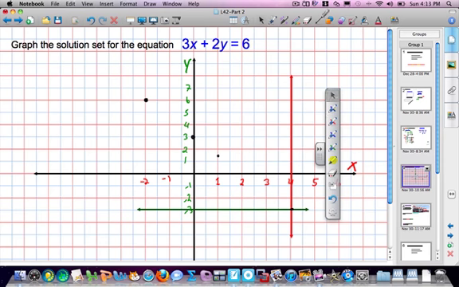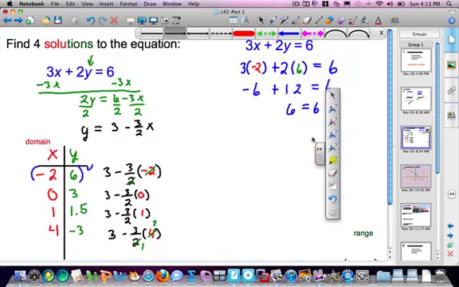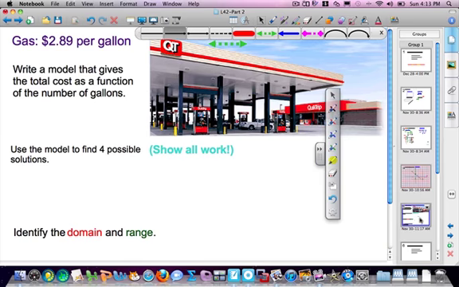Now notice in this case that the points fall into a nice straight line, and that's another indicator that we have not made a mistake with our solution set that we found, because they all fit the pattern, a nice straight line. Let's look at another example.